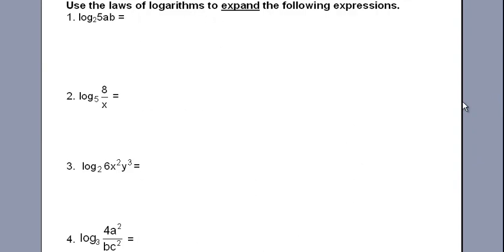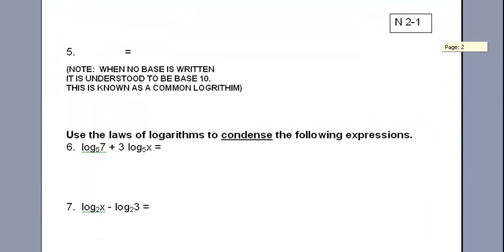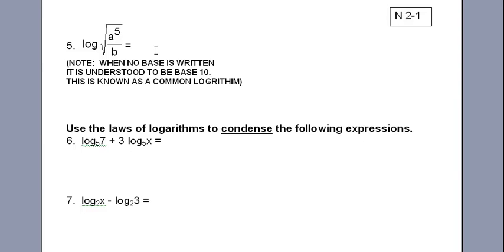I'm getting myself confused here. Let's move on. Now we're going to do this, a little harder problem right here. You notice there's no base written. When there's no base written, that's the common logarithm, and it has to be base 10. That's what your calculator will do. Your calculator operates in base 10 and only base 10. We're going to learn the change of base formula on the next page, but for right now, the logarithm only operates in base 10.